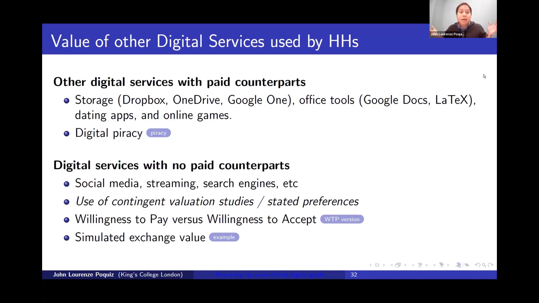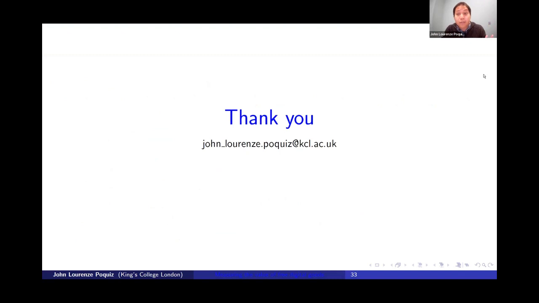So how can we think about services that have no paid version? Like, for example, social media, some streaming services like YouTube, or search engines or online maps. I think in this area we can actually think about whether we can use a contingent valuation to a certain extent, or the total cost with some adjustments. And that's something that people might want to do, or might go in moving forward. And that's that for my presentation. So thank you so much for listening.